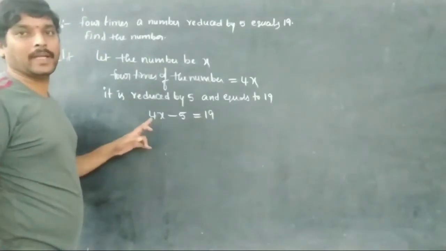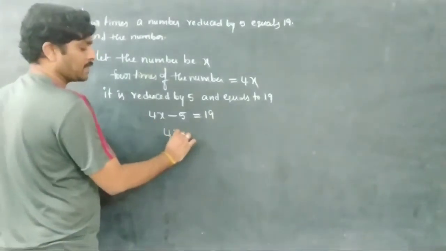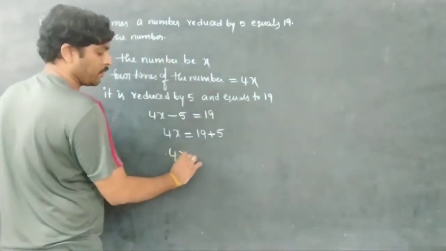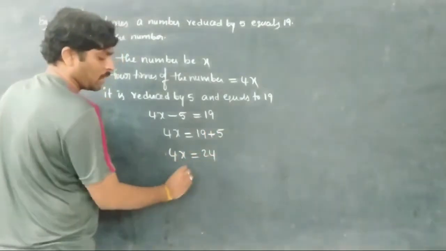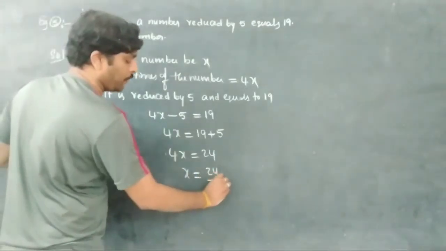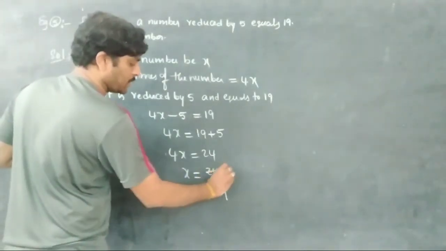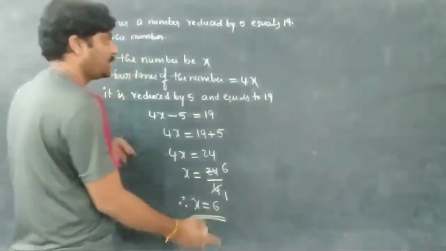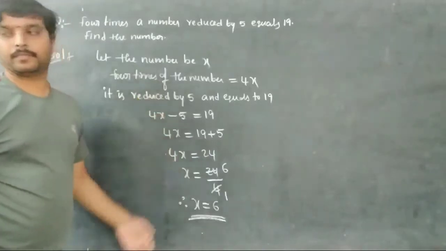Now we need to find x. So 4x is equal to 19 plus 5. 4x is equal to 24. Now x is equal to 24 by 4. 4 ones are 4, 4 sixes are 24. Therefore x is equal to 6. It is the required number.